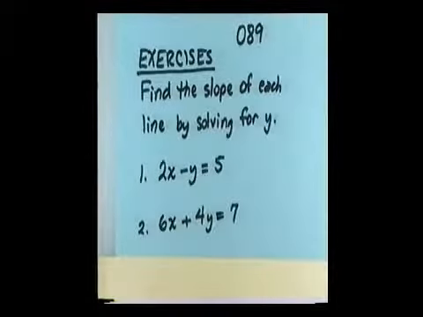So, here are 2 exercises for you to do. Find the slope of each line by solving for y. First one, 2x subtract y equals 5. And second, 6x plus 4y equals 7. When you have them copied, stop the tape, work them, then restart the tape to check your answers.